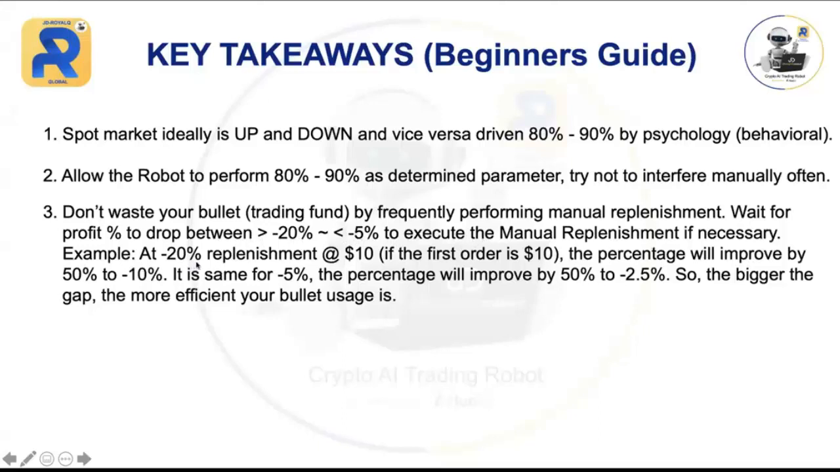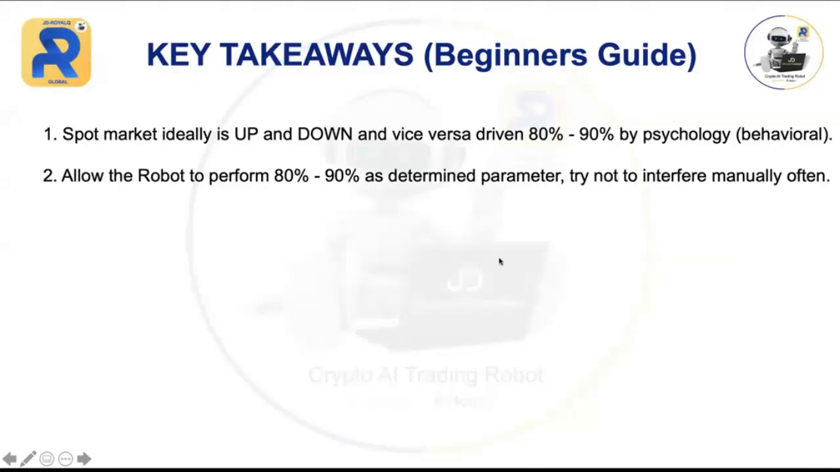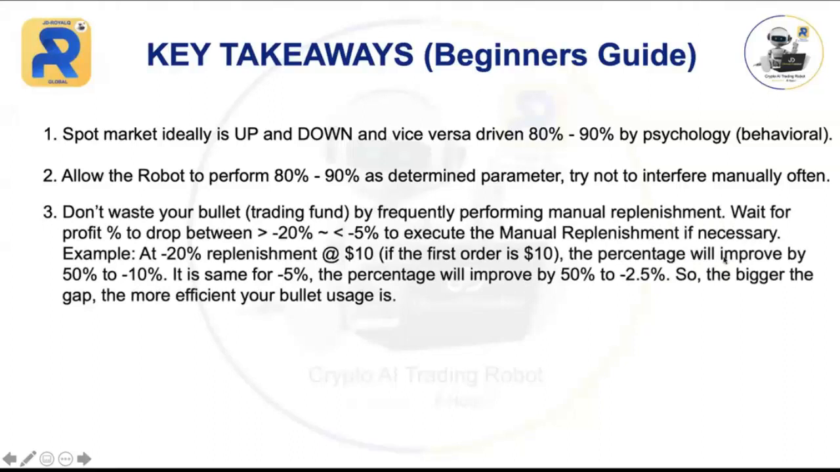Example, at -20%, replenishment at $10, if the first order is also $10, the percentage will improve by 50% to -10%. Now, it is the same, okay, for -5%. The percentage will improve by 50% also, okay, to -2.5%. So you can see, despite the negative percentage, if you put in the same amount, it will still improve by 50%.